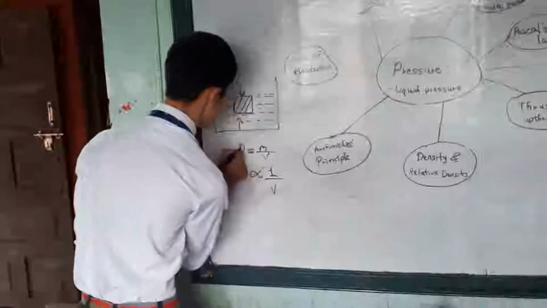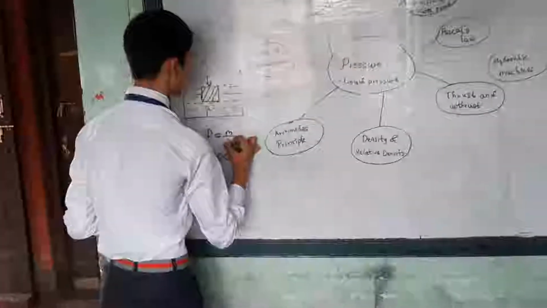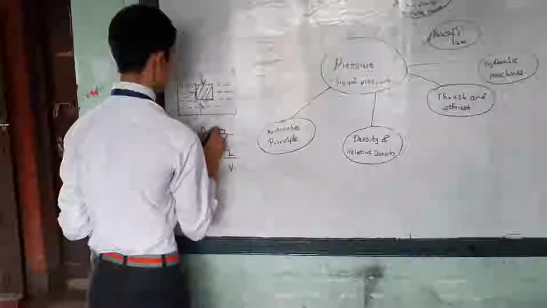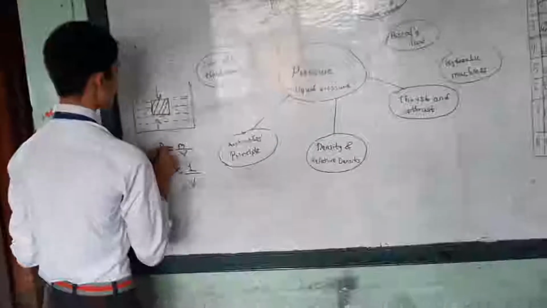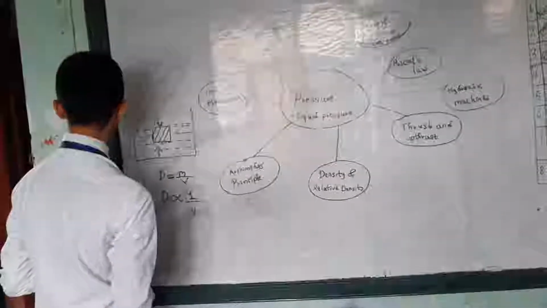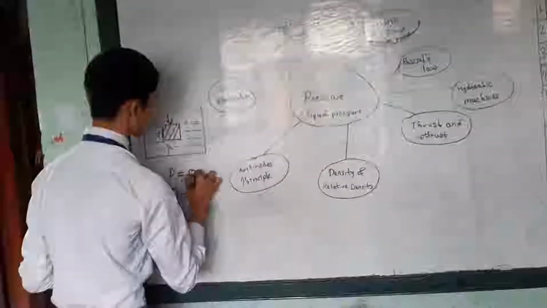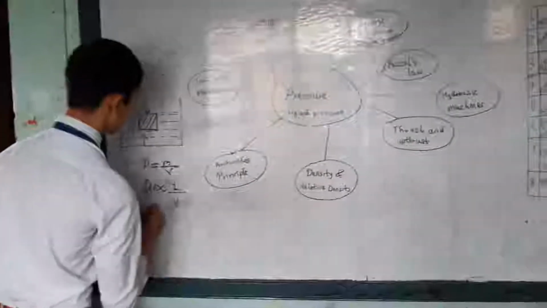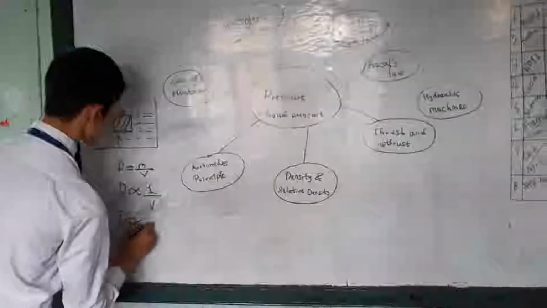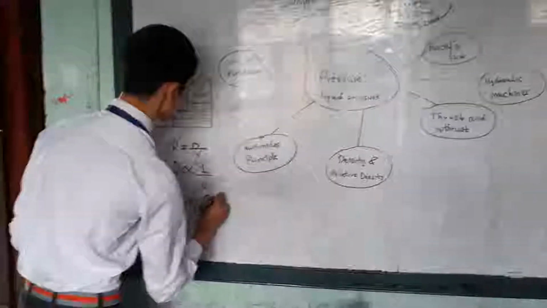And similarly, when we keep the volume constant, we observe that density becomes greater when the mass is greater, and density becomes smaller when the mass is smaller. So we can say that density of a substance is directly proportional to the mass of the body.